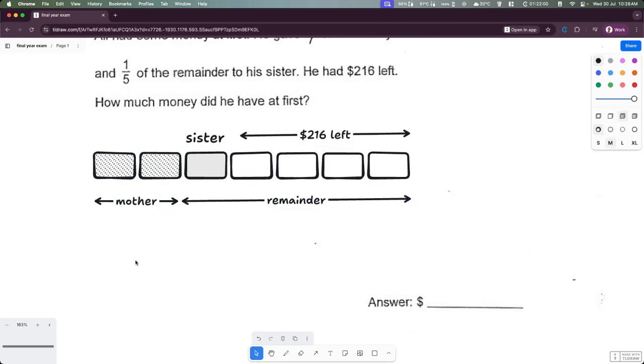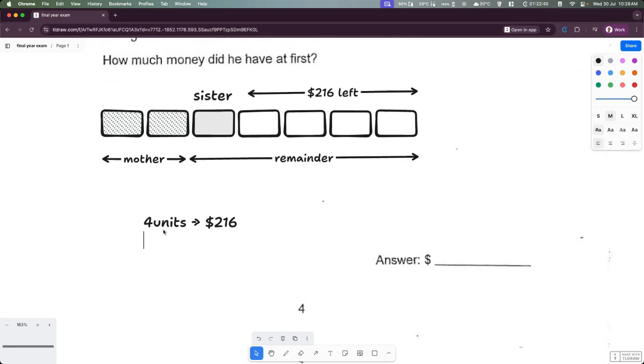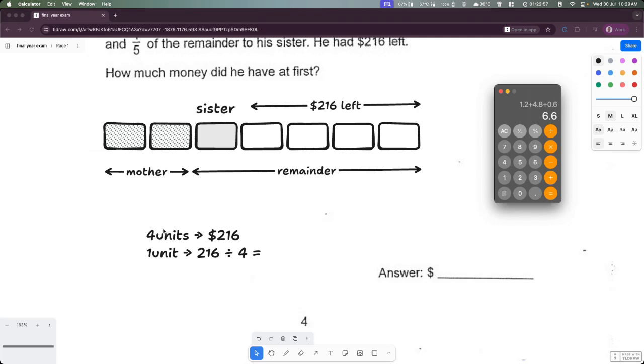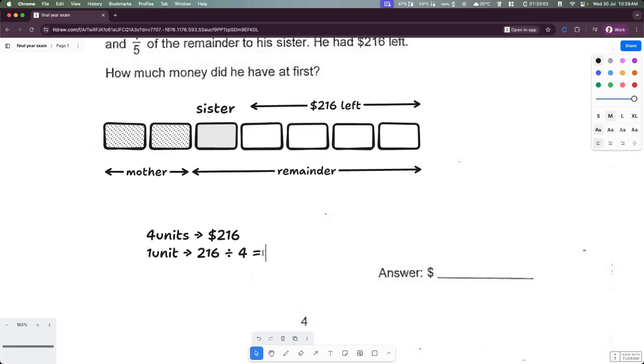So we have 1, 2, 3, 4 units. So in this case, 4 units is equal to $216. All right. So now you just need 1 unit, which is basically 216 divided by 4. Okay. So 216 divided by 4, and this will give us $54.